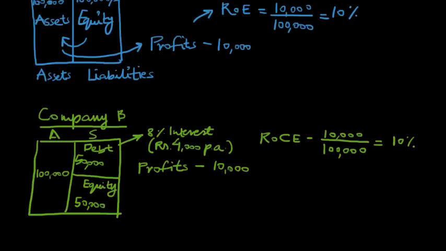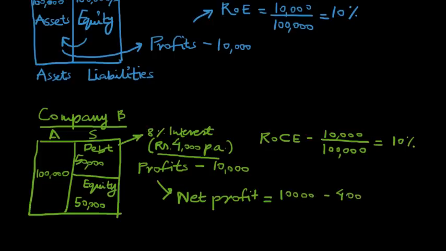Now since we said that it needs to pay 4,000 rupees of interest per annum, its net profit for company B will not be 10,000. It will be 10,000 minus 4,000 of interest, right, which is 6,000 of net profit.